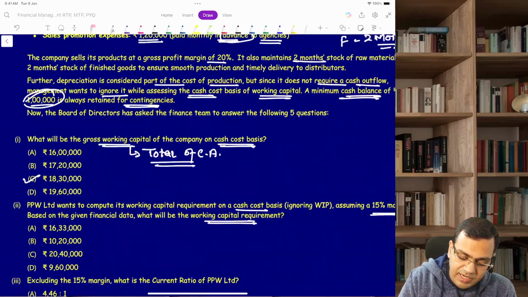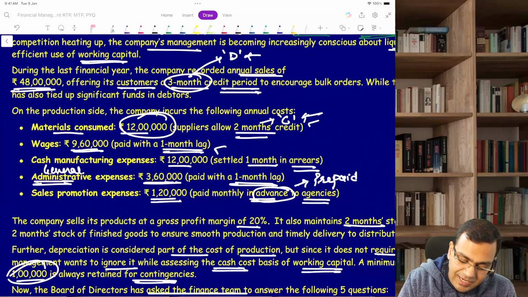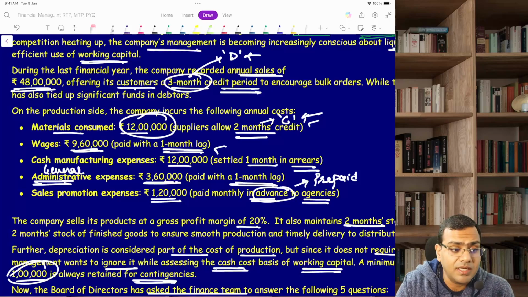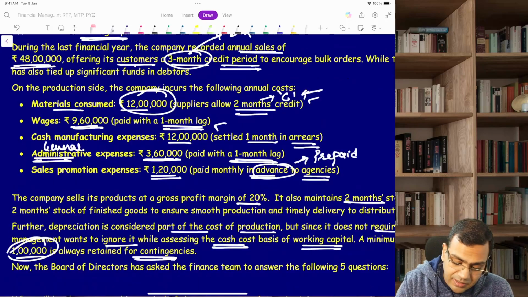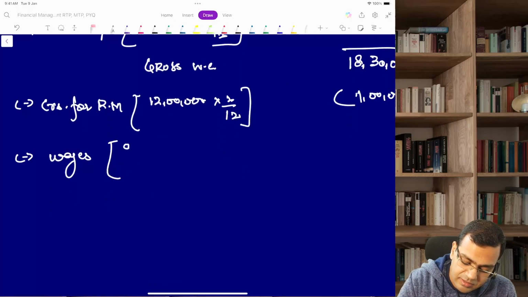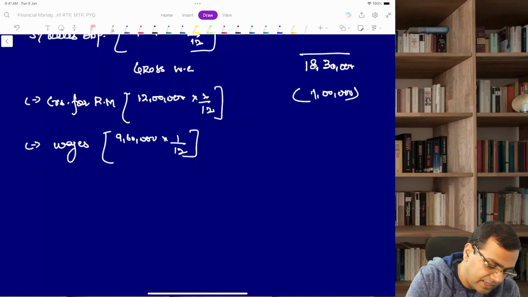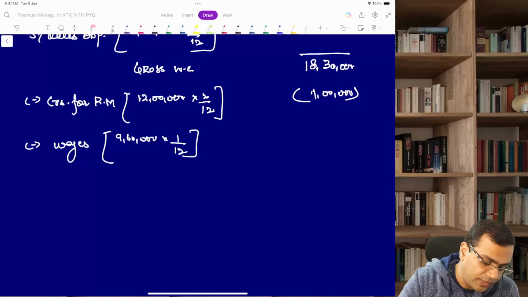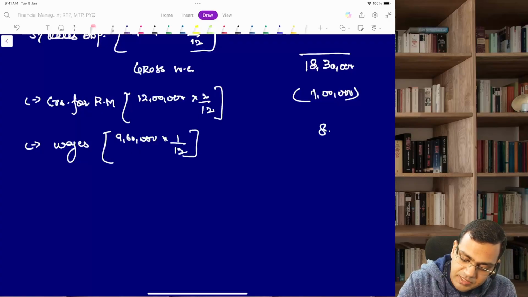Wages, what is given regarding the wages? That wages 9,60,000 is paid 1 month in the lag, right? 9,60,000 multiplied by 1 by 12. So 9,60,000 divided by 12 comes to 80,000 rupees that we are going to subtract.